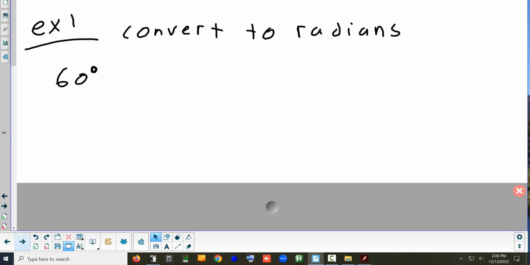Okay, let's try an example. So it says to convert 60 degrees to radians. Might be helpful to think of it as 60 over 1. You may not have to do that eventually, but for what I'm about to show you, it might help. Whenever you want to convert between degrees and radians, or radians and degrees, you always multiply. You're either going to multiply by one of 2 things. It's either going to be pi over 180, or it's going to be 180 over pi. It's going to be one of the 2.